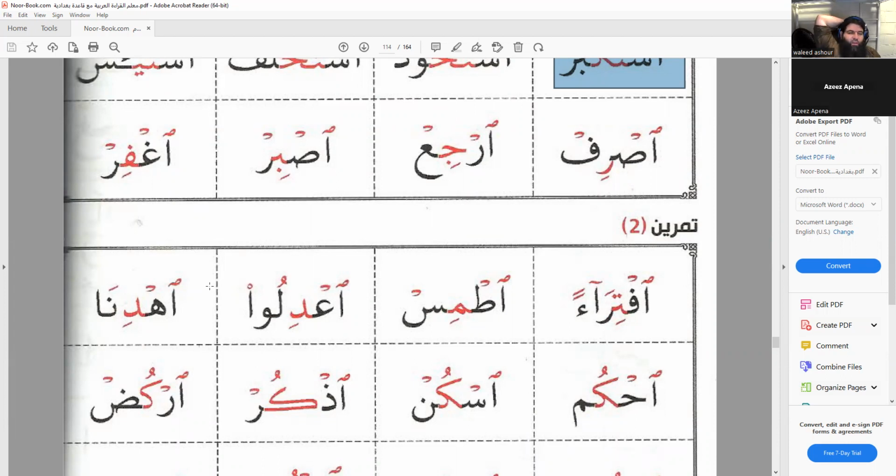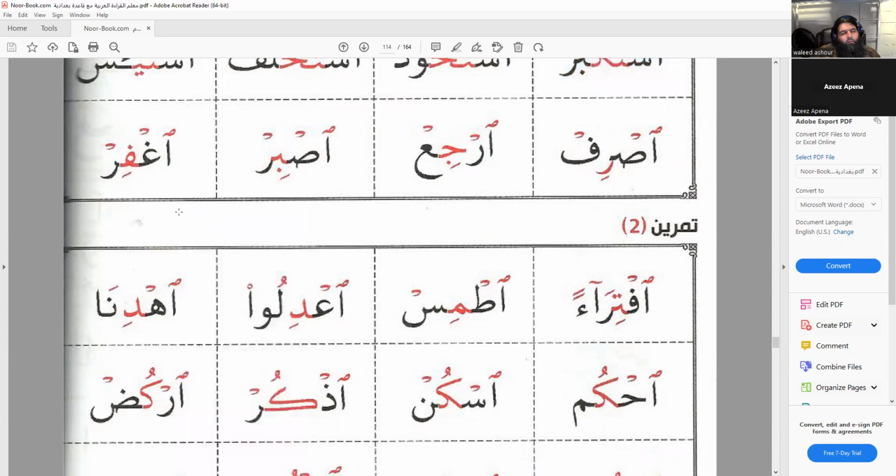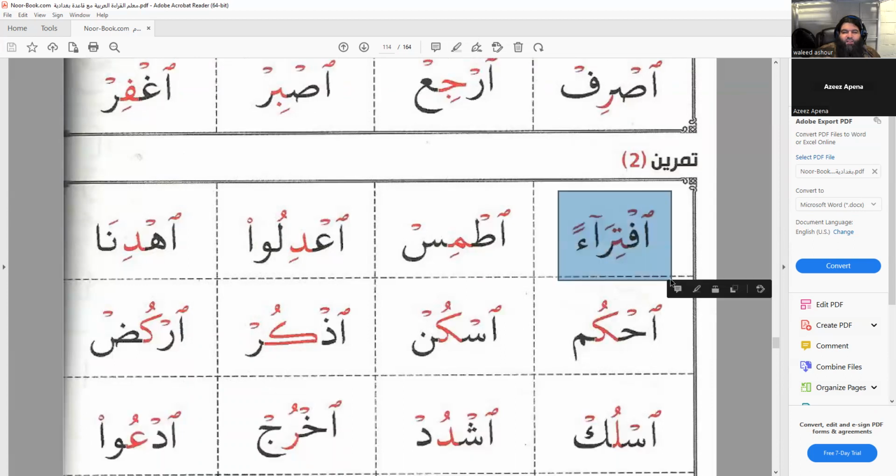It's not ayn. It's got a dot on it. Ighfir. Eghfir. اغفر. All right, we'll continue. They're going to start getting a little bit more challenging. Look at this one.